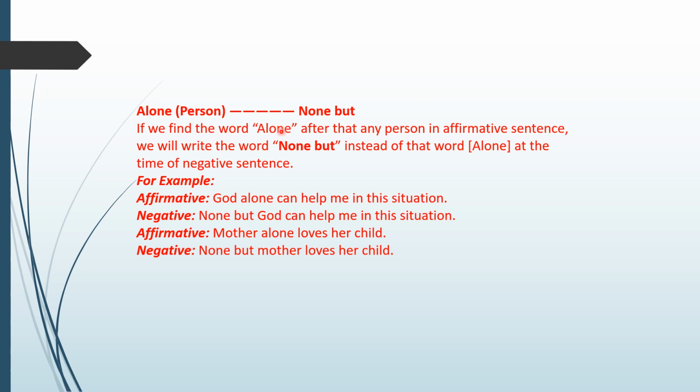If we find the word alone, and there is a person in the affirmative sentence, we will write the words none but instead of that word alone at the time of changing the sentence into negative. Look at the following example. God alone can help me in this situation. So there is alone and there is a person. So here it is God. So you will write the negative as none but God can help me in this situation. Another example, mother alone loves her child. So again, there is a person followed by alone. So here again in the negative, you will write none but mother loves her child.